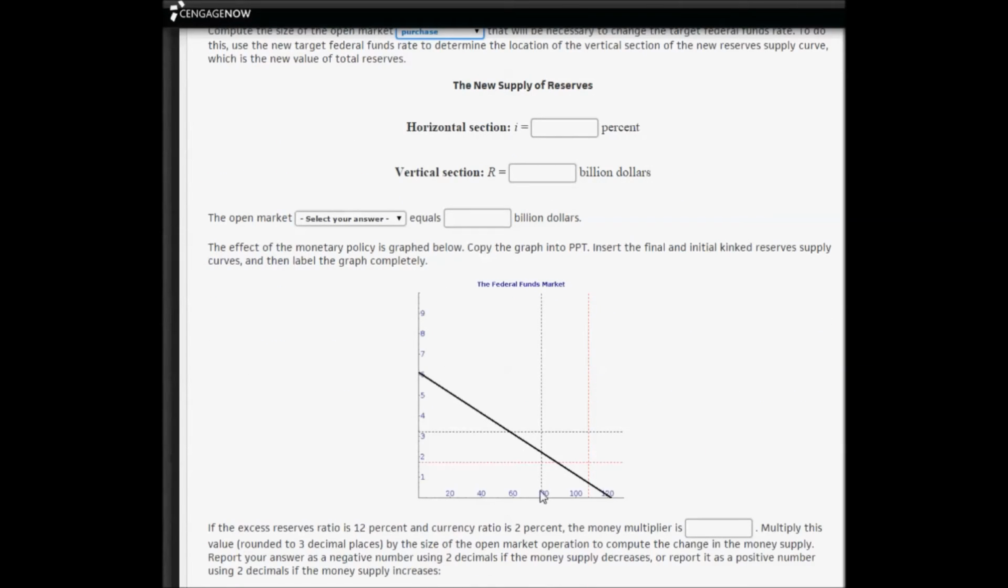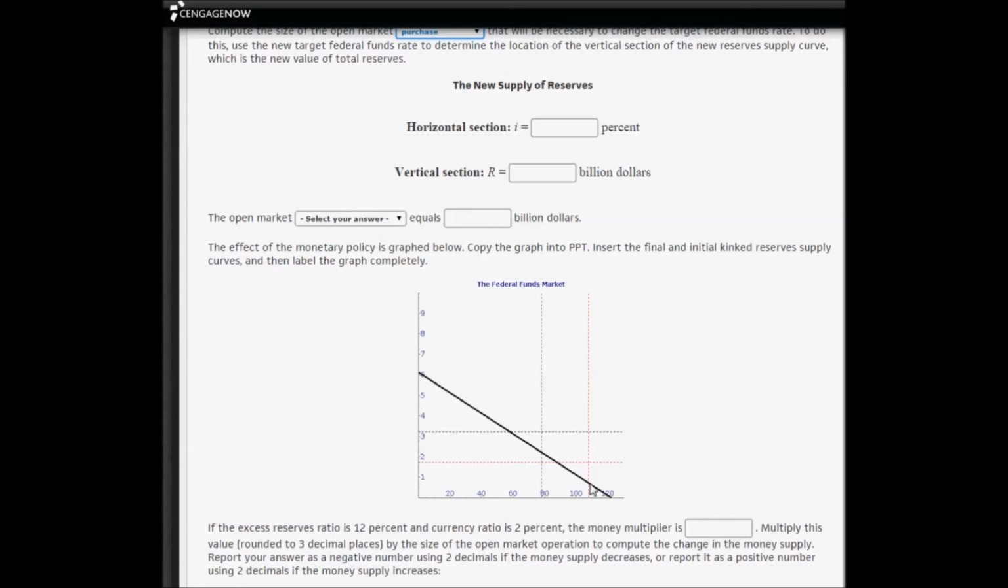Down here, the Fed is going to do an open market purchase to move the supply curve from this location to this location. This height here is the new discount rate, 1.72. And this right here is the old discount rate, 3.22. And this right here is the new federal funds rate, 0.72. So we need to compute this quantity of reserves right here.